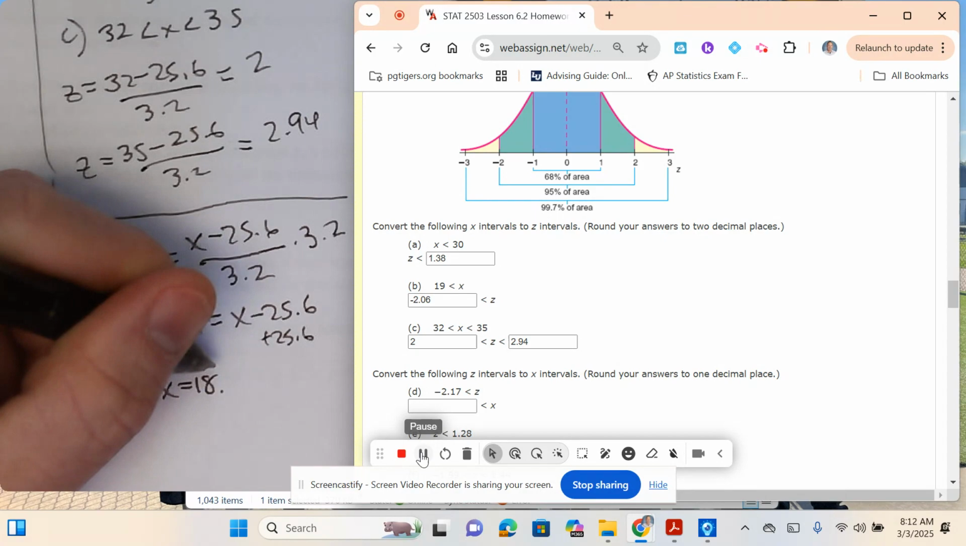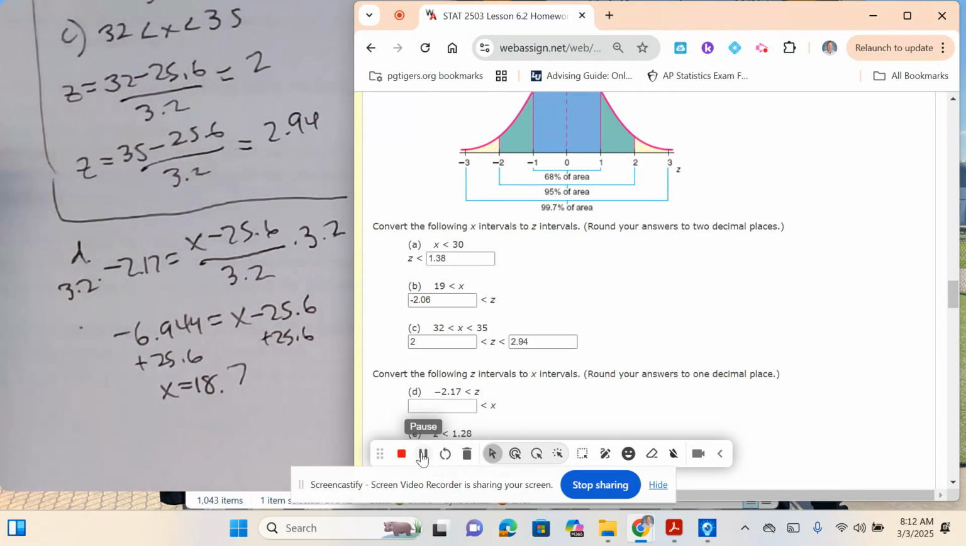How many decimal places? 1 decimal place. Uh-oh, I would have missed that. 18.7.